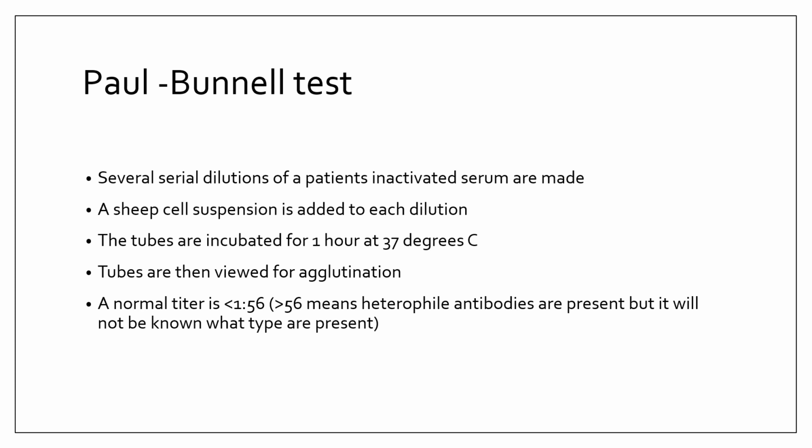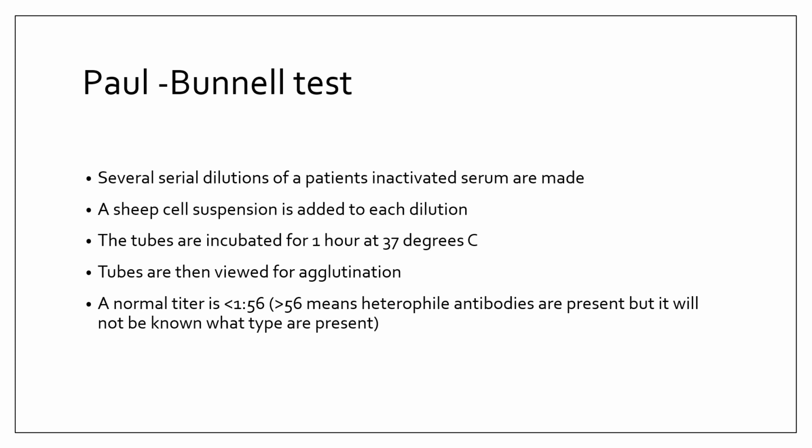In the Paul-Bunnell test, we're going to make several serial dilutions of the patient's serum. When I talk about the serum being inactivated, what I'm talking about is that complement has actually been inactivated. Okay? We're going to use a sheep cell suspension and add it to each dilution. Then we're going to incubate those tubes for 1 hour at 37 degrees Celsius.